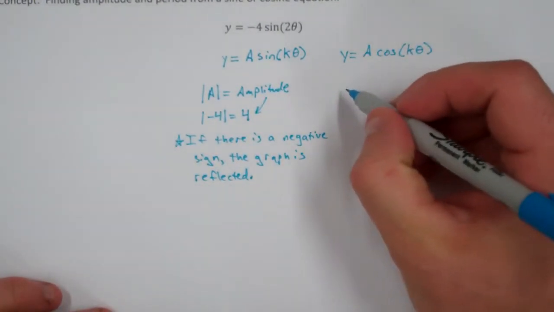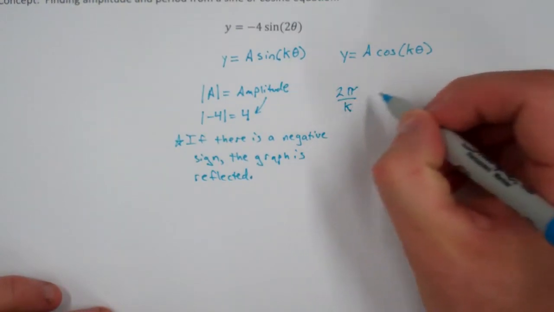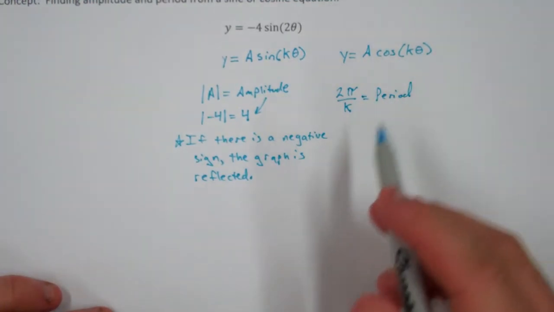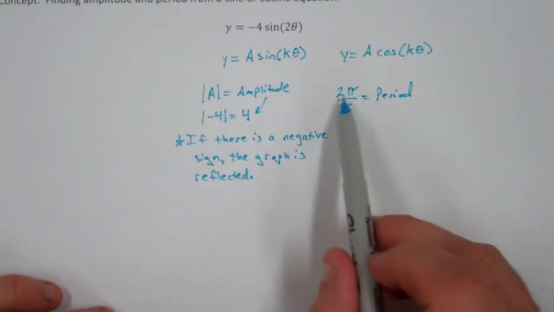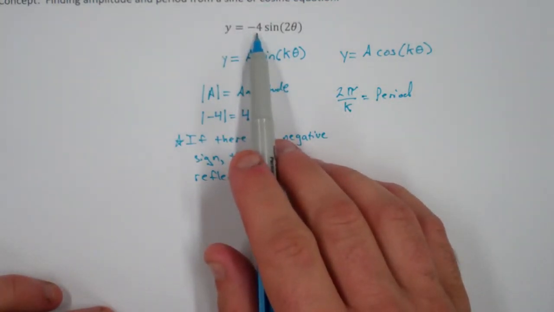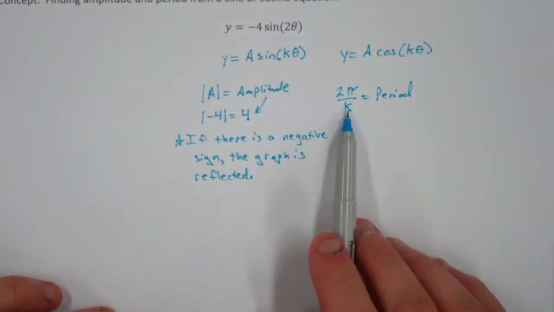The period of this function is 2 pi over k. That's the period. This is a nifty little formula that you're going to want to remember right here. The amplitude is pretty straightforward. You see a -4 or a 4 there, the amplitude is 4. For the period though, we have to do a little bit of legwork.